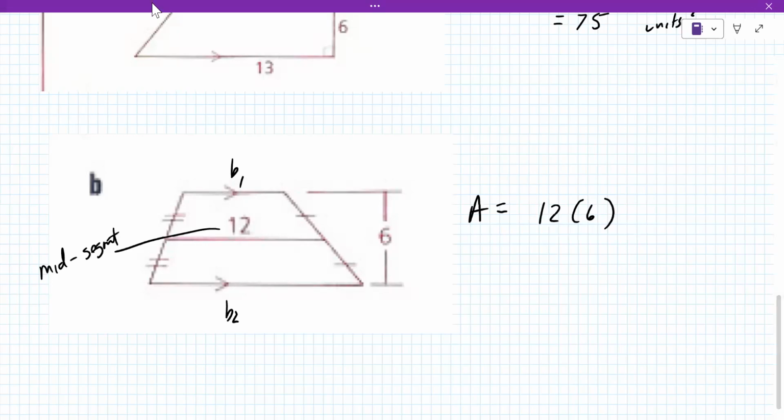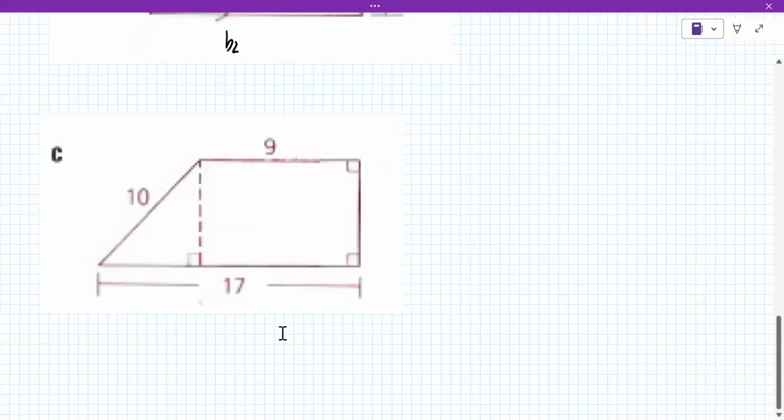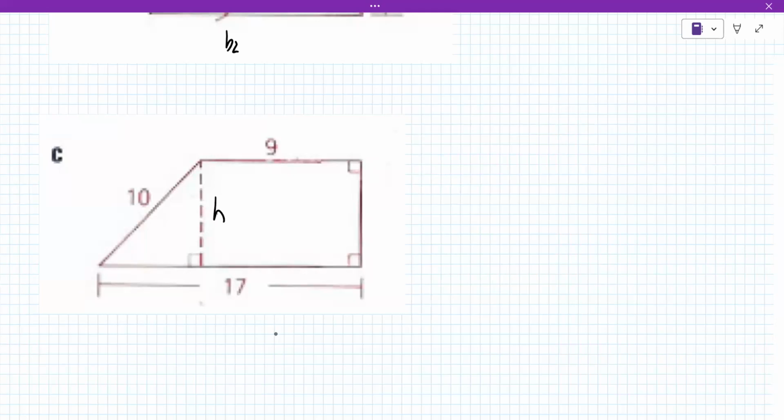Now, part C. Sorry, that's 72. Part C is leading you into problems where you have to use your knowledge of triangles. So a lot of problems we're going to look at today are going to have something to do with a triangle. All right, so notice we really need the height here. Because you have base 1, you have base 2, that's fine. How do we find the height?